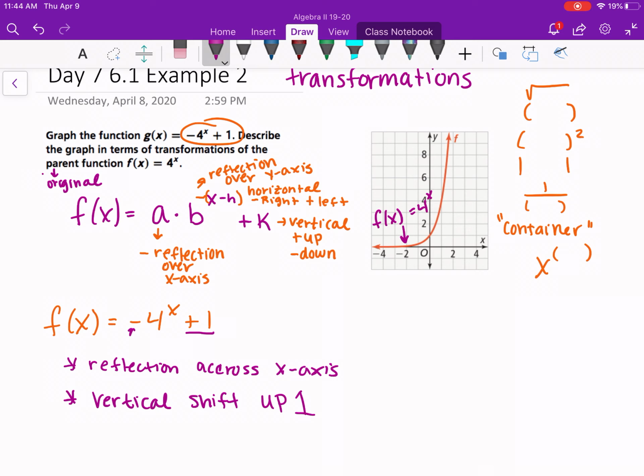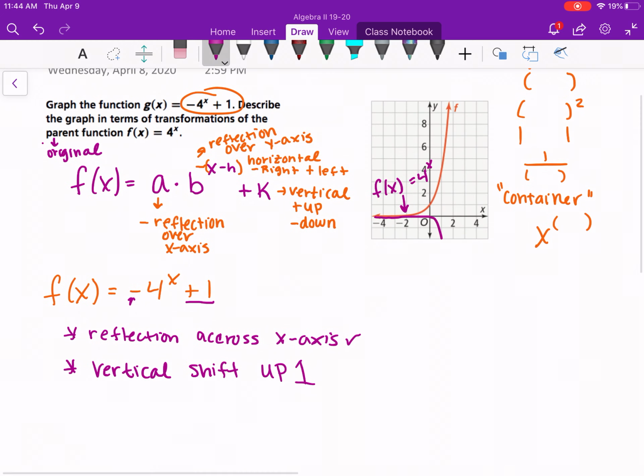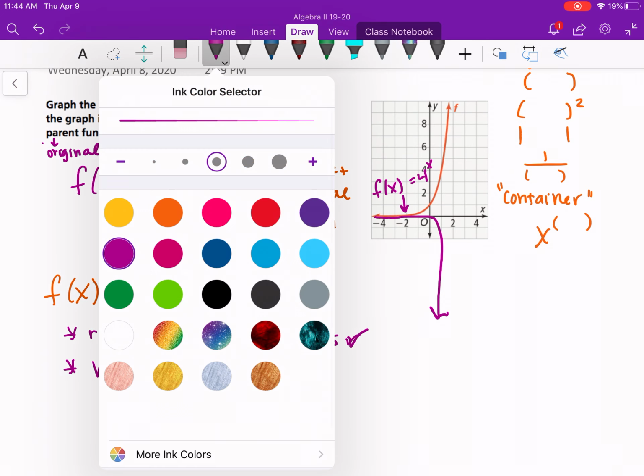So what that's going to look like in terms of our graph, the first thing I'm going to do is reflect it across the x-axis, okay? So remember, that means that if it was opening up, I'm going to do its mirror image going down. That's my reflection across the x-axis. So I'm just going to look something like this, okay? But that's just the reflection. Check, we did that. Now we have to shift this function up 1, okay?